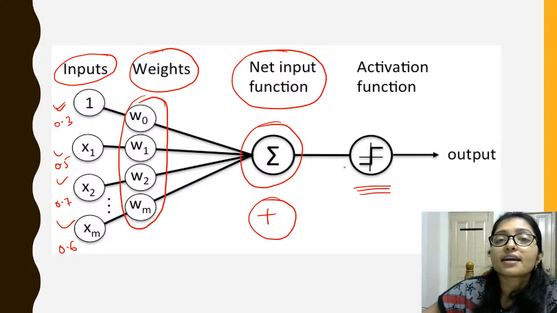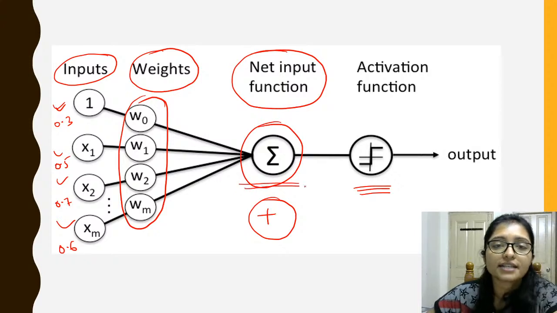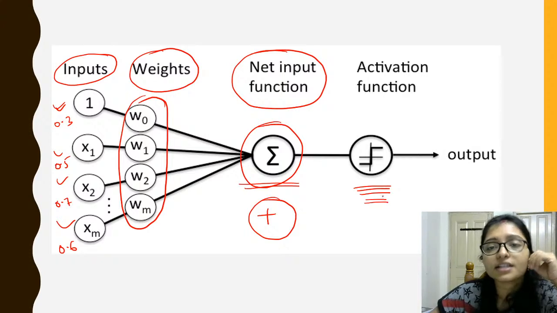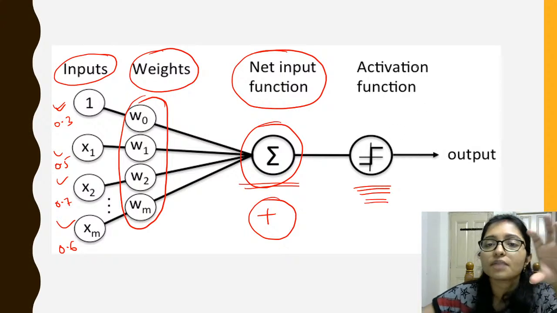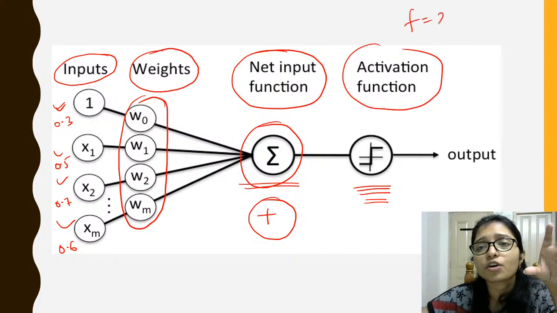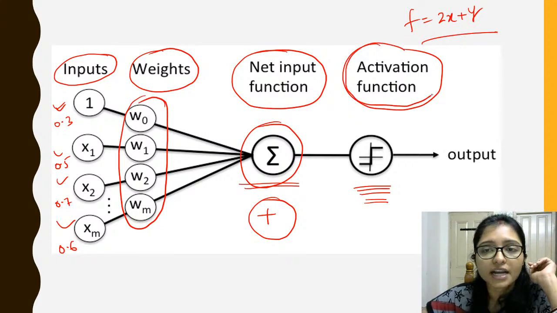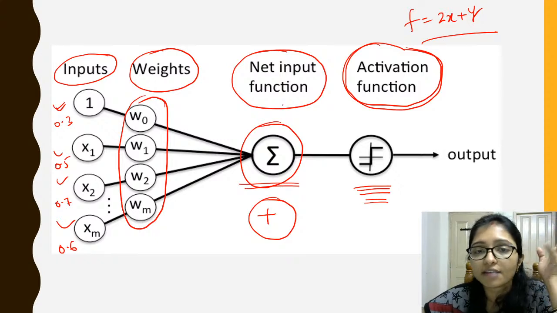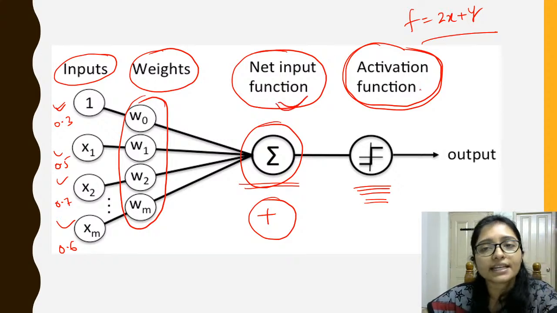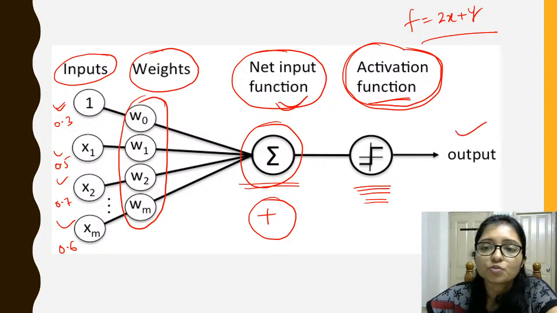Yes, after that this is the activation function, which means that according to this summation result there will be an activation. We have to activate it. What will the activation function be? There will be some function, like we write f equals 2x plus y. According to the function it will check the value. If the value satisfies the activation function, then it will give you the output.